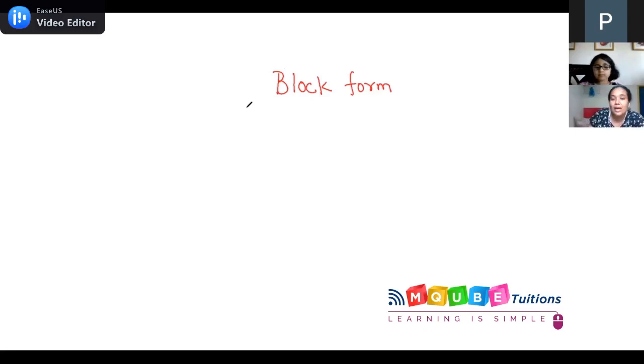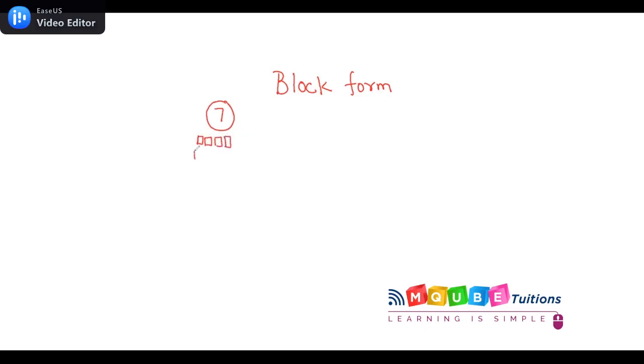Okay. So as we were doing 7, how can I write 7 in block form? I write 7 small squares. Generally what I do is try to have 5 squares together, but then I have done 4. So these are my 7 small blocks, not the big ones, small squares.